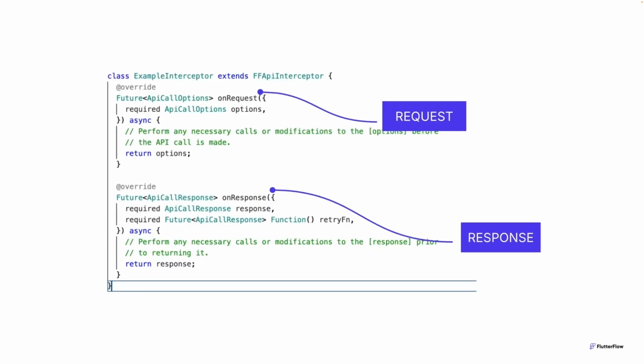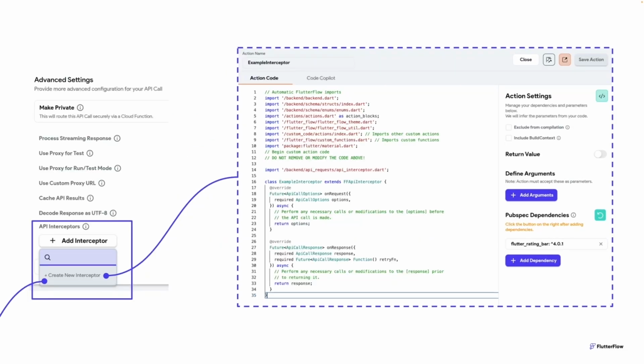In fact, an interceptor is a class to which you can add your custom code to modify requests with the onRequest method and responses with the onResponse method. When you add interceptors and create a new one, it will open in a custom action editor. This is similar to what you did to create a custom action. Only the interceptor class has onRequest and onResponse methods.